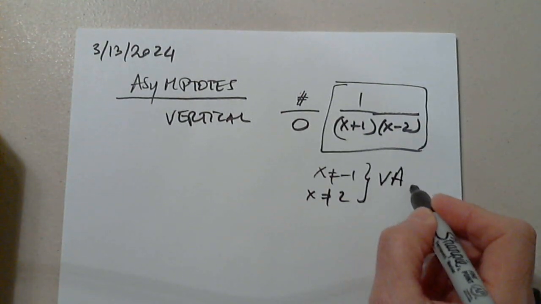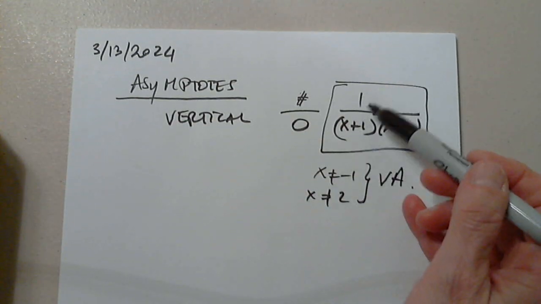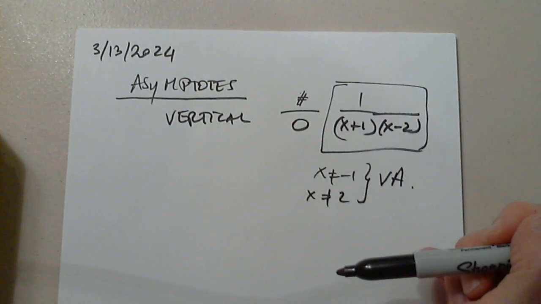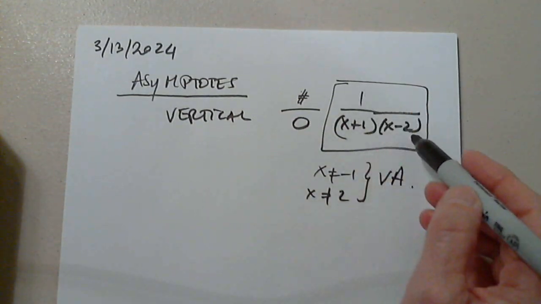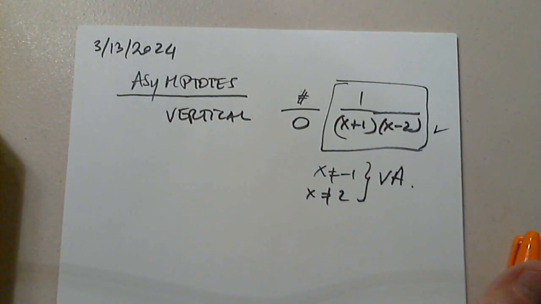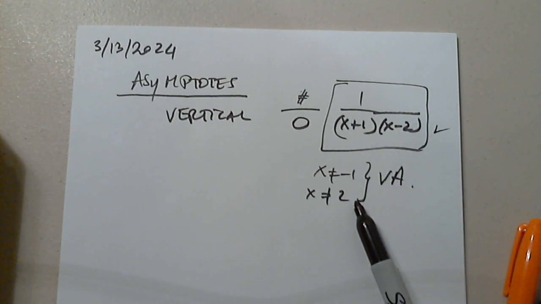both of them are vertical asymptotes. X plus 1 does not simplify with a factor at the top of x plus 1. X minus 2 does not simplify with another factor at the top of x minus 2. Everything stays as is, so this function has two vertical asymptotes, one at -1 and one at 2.